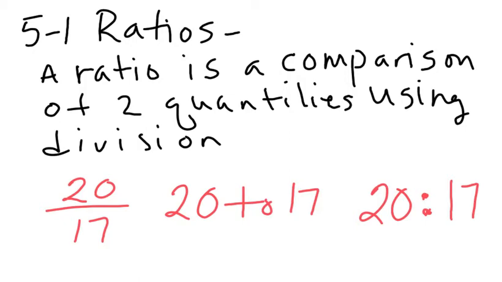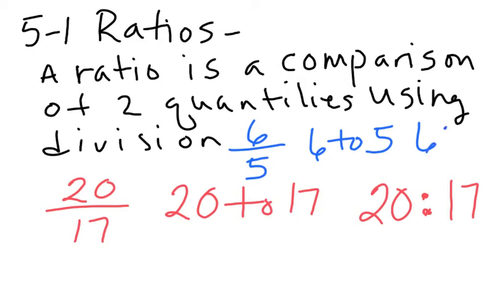A ratio compares real life numbers like scores, or let's say we had 6 students wearing a green shirt and 5 students wearing a white shirt. So the ratio would be 6 to 5, or 6 to 5, or 6 to 5. Three ways you can write ratios. Pretty simple. Now, one thing to know about ratios.